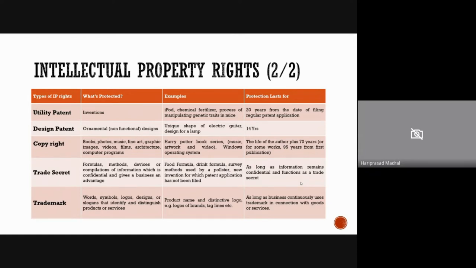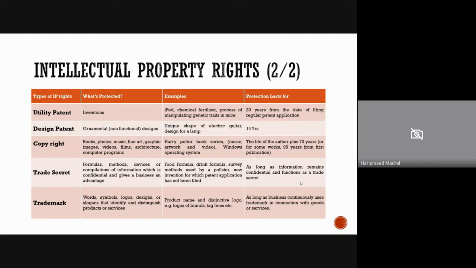Then there is trade secret. Trade secret is basically the formulas. Just to give you an example, the formula of Coca-Cola is protected under the trade secret rights. The parent company has that formula and it is protected under the trade secret rights. So basically trade secret is implemented in United States, where the patent laws are considered to be one of the broadest of all.